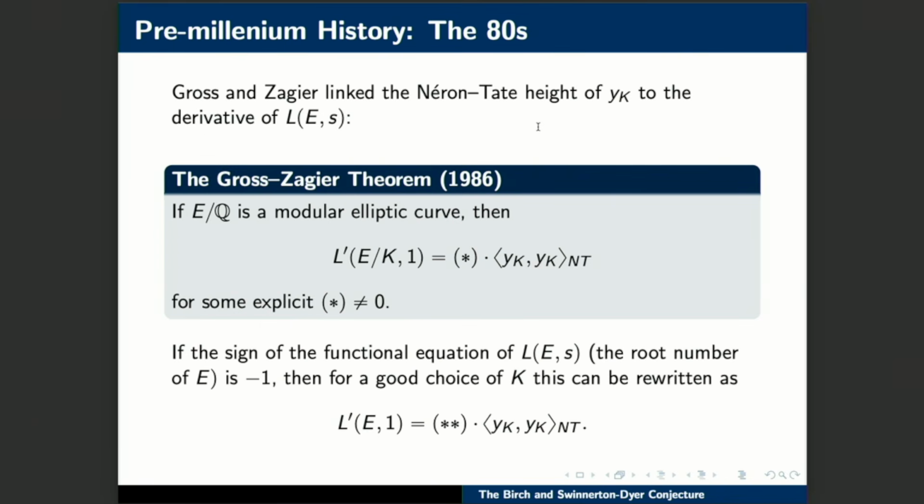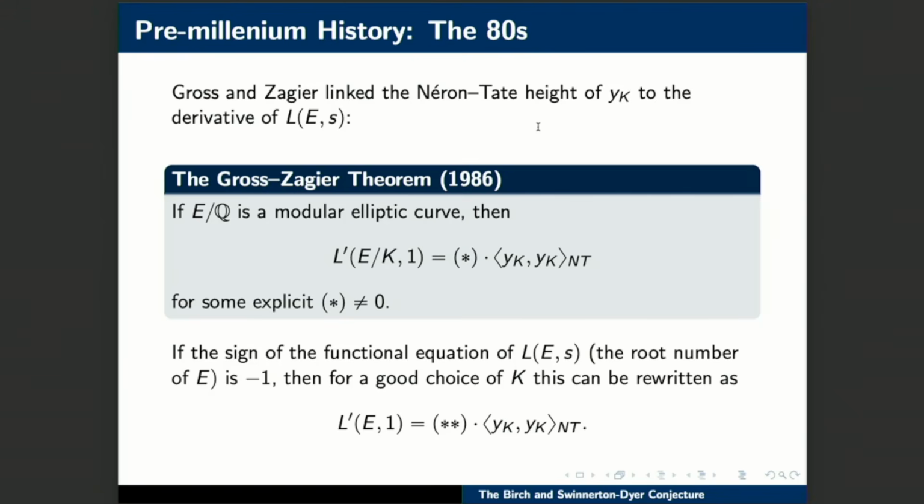So Gross and Zagier proved a remarkable theorem that related the derivative of the L function of the elliptic curve to the Néron-Tate height of the Heegner point. So the height is a way of measuring some of the arithmetic complexity of the solution. And the derivative, of course, is the kind of thing we'd be interested in for elliptic curves. At least this is for particularly nice imaginary quadratic fields.